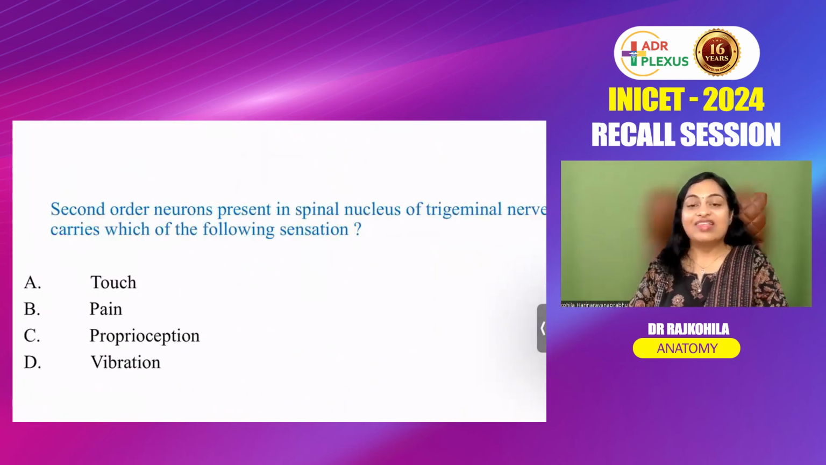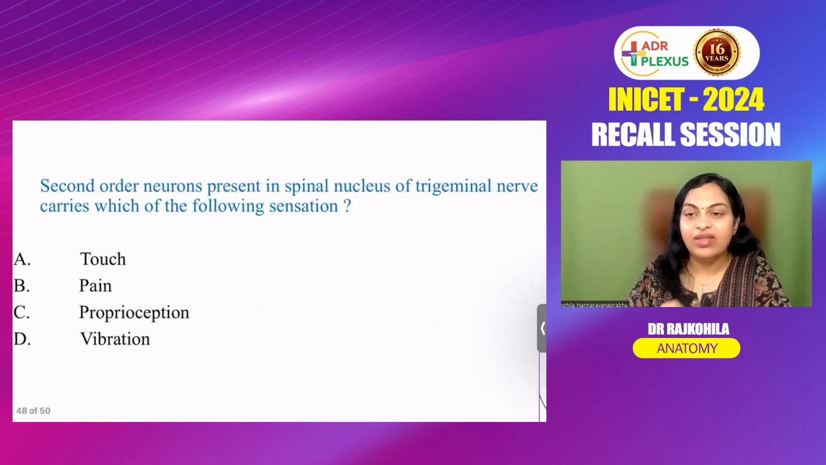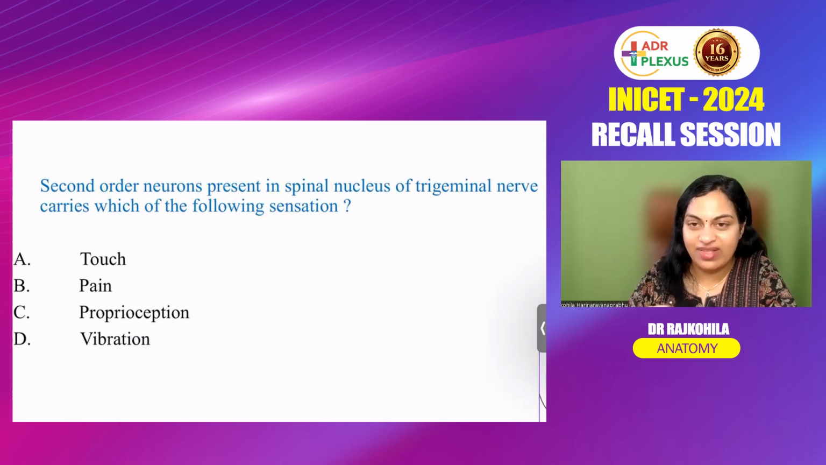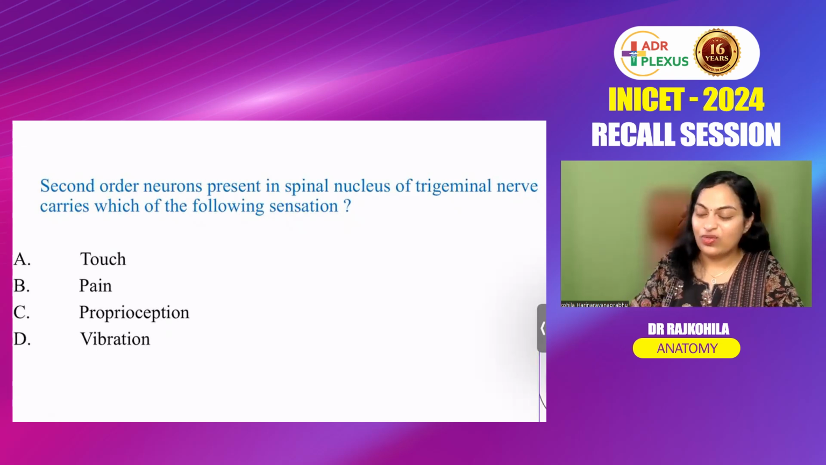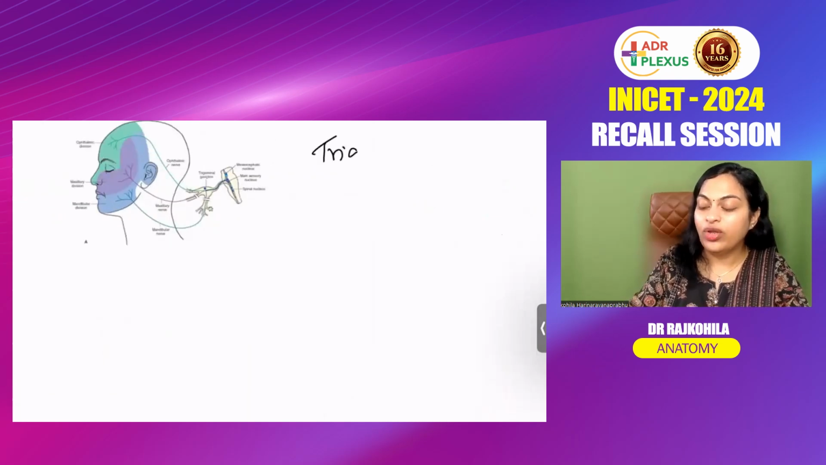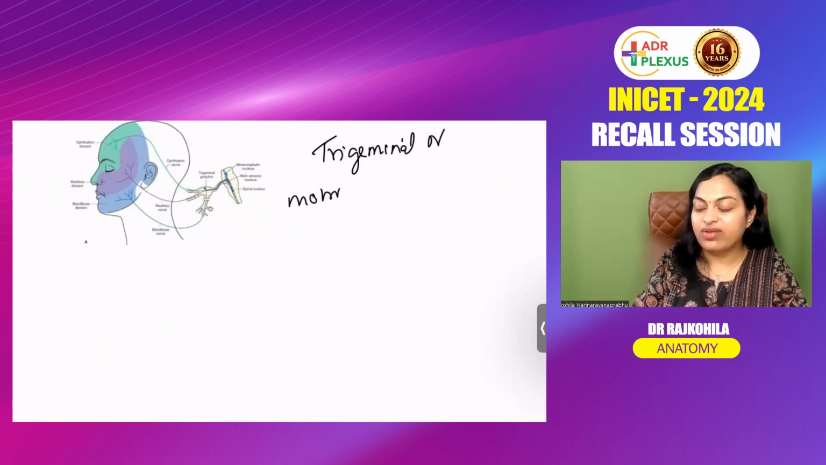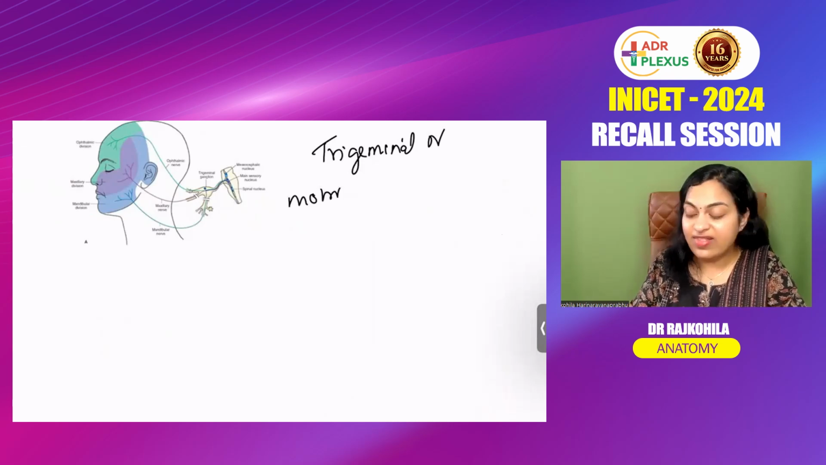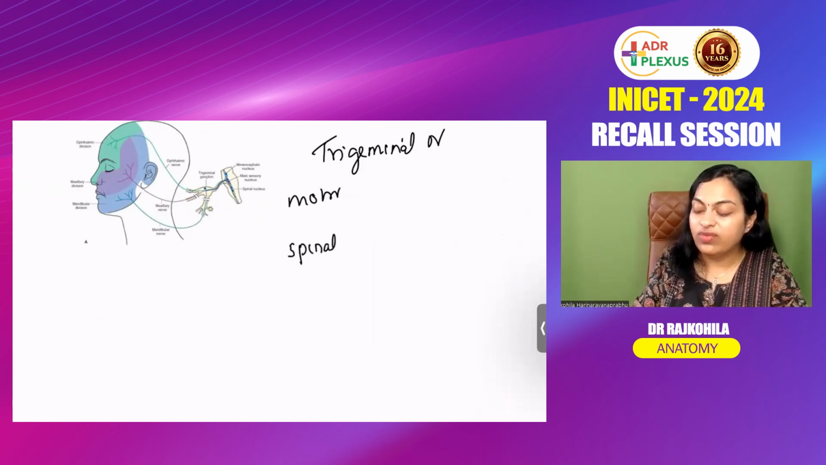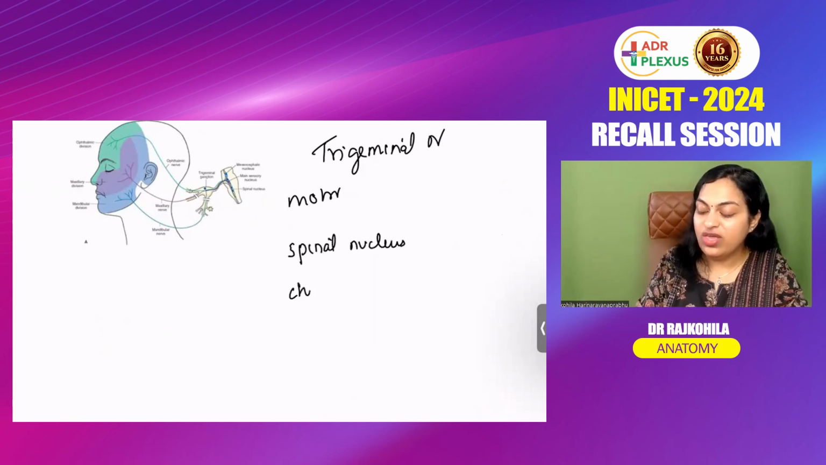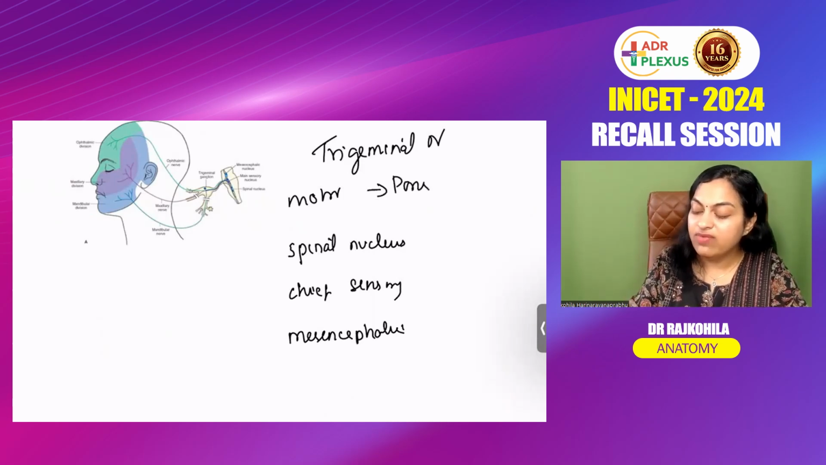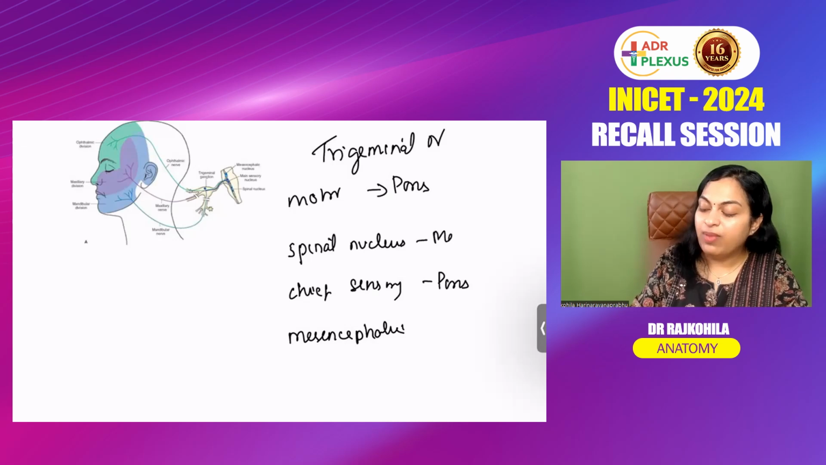Okay, the last question. The second order neurons present in the spinal nucleus of trigeminal nerve carries which of the following sensations? Easy, right? This was also direct. You should have got it right. So the trigeminal nerve, what do you know about it? It is the largest of all the cranial nerves, isn't it? Okay. What are the nuclei of the trigeminal nerve? One motor nucleus and three sensory nuclei. One is the spinal nucleus of the trigeminal nerve, second the chief sensory nucleus, and lastly, the mesencephalic nucleus. The motor nucleus is seen in pons along with the chief sensory nucleus. Spinal nucleus mainly in the medulla and mesencephalic nucleus mainly in the midbrain.